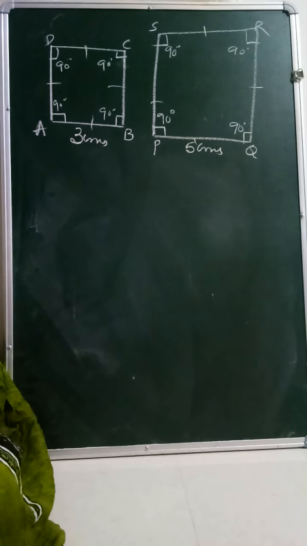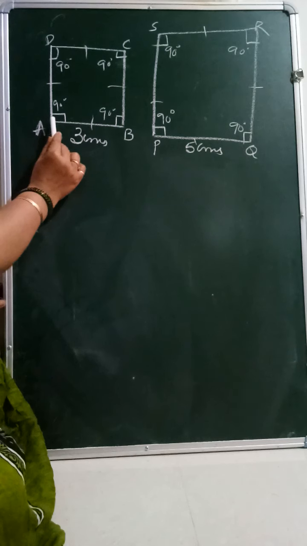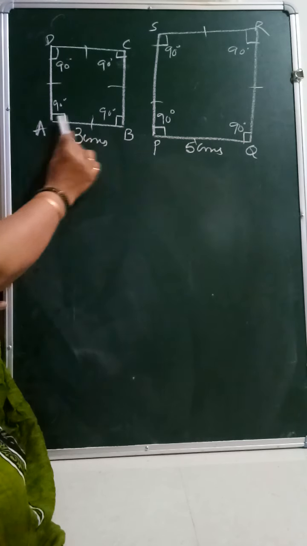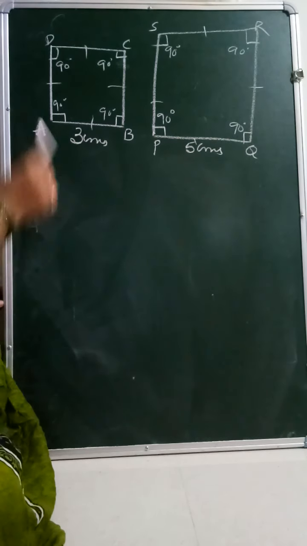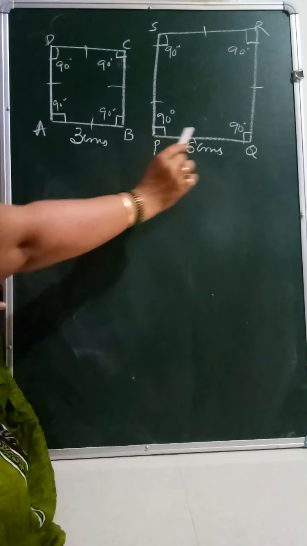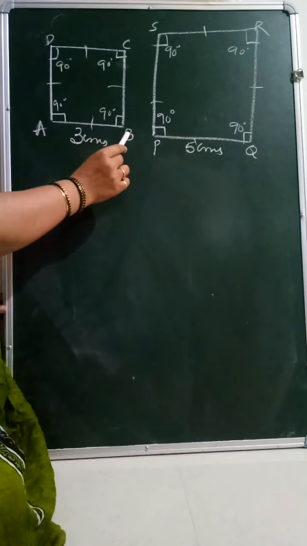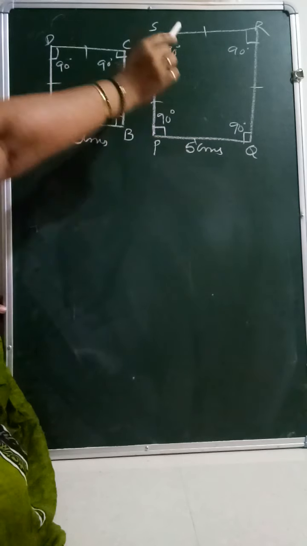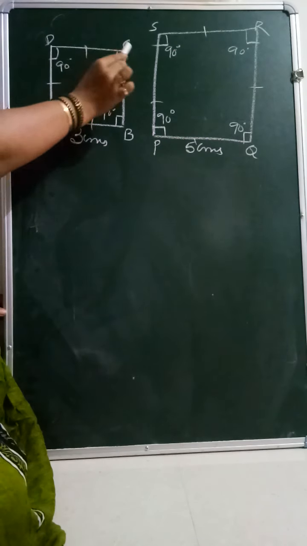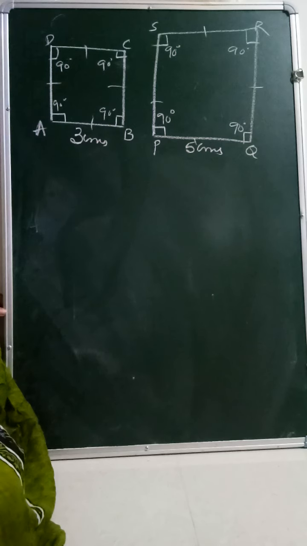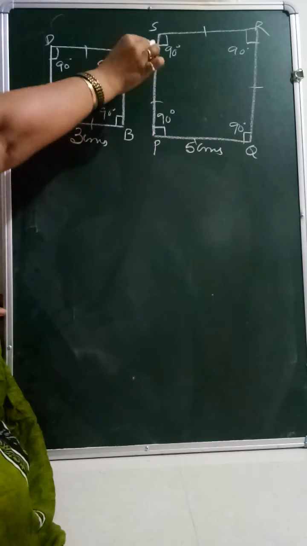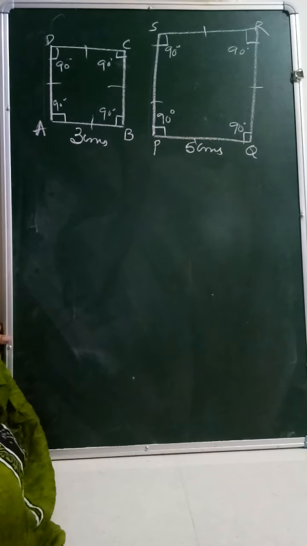Now let us find out which are the corresponding sides of square ABCD with respect to square PQRS. The corresponding side of AB, here AB is the base, PQ is the base. So the corresponding side of AB is PQ. Corresponding side of BC is QR. Corresponding side of CD is RS. And corresponding side of AD is PS. So I hope you understand the corresponding sides and angles.